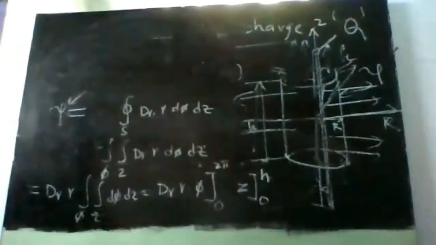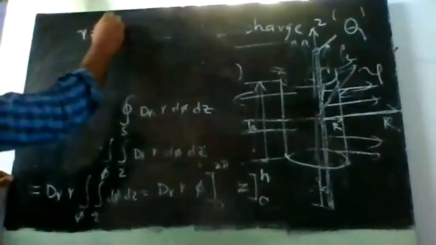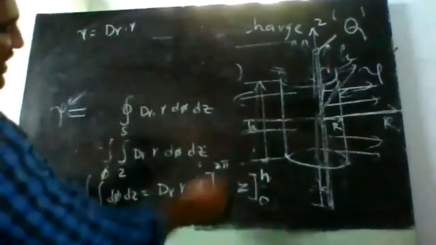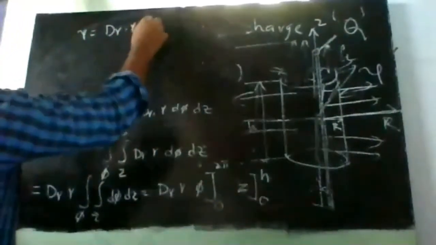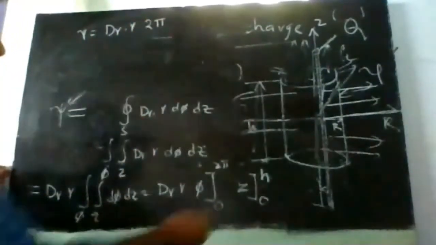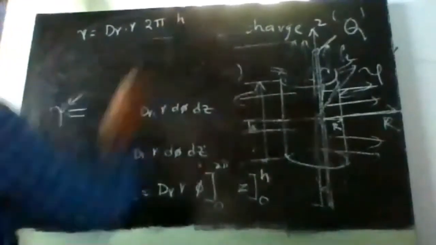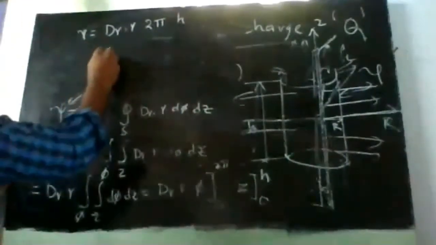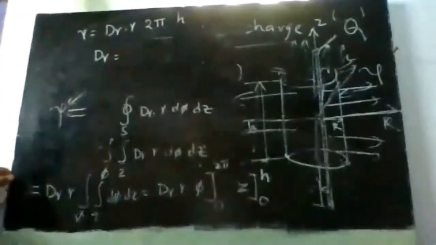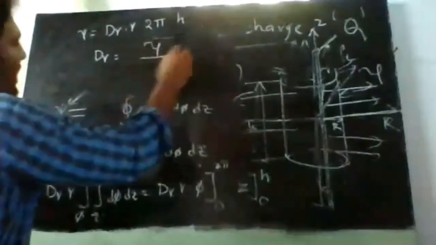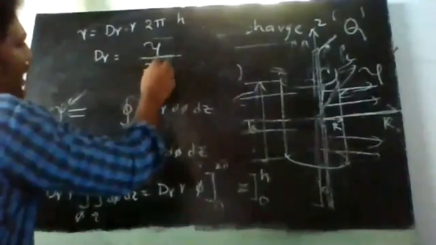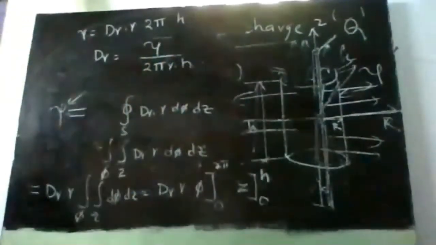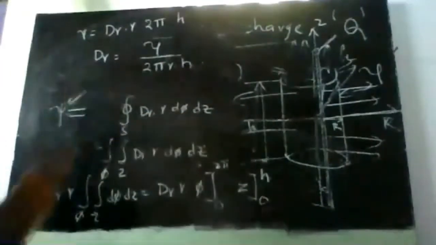Therefore psi is equal to Dr into r, phi substituting 2 pi minus 0 is 2 pi, and h, so 2 pi r h. The unknown that I want is Dr. Dr is equal to psi divided by 2 pi r into h.